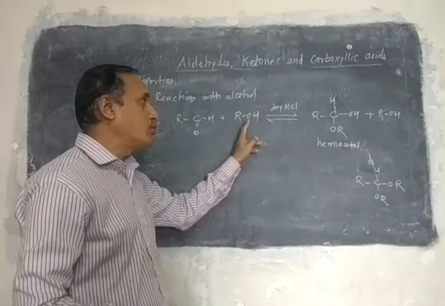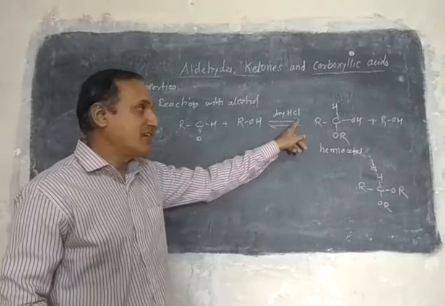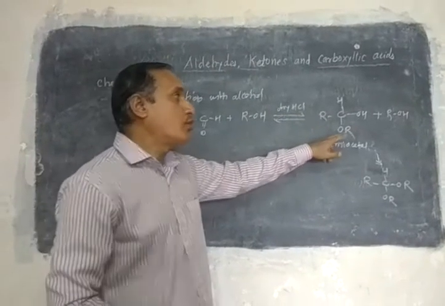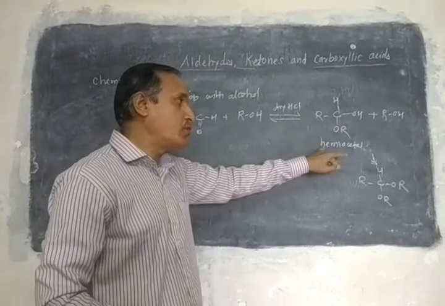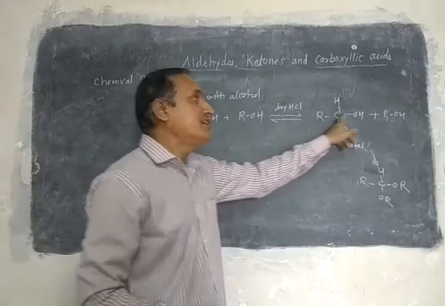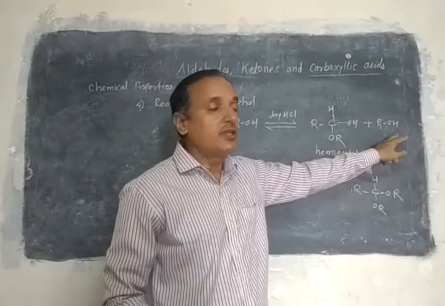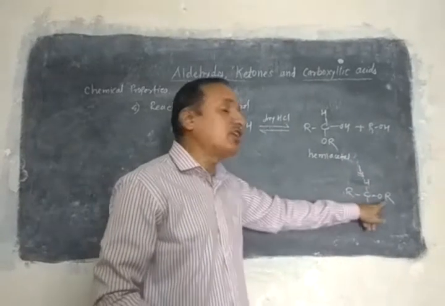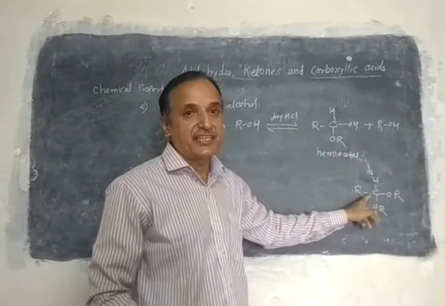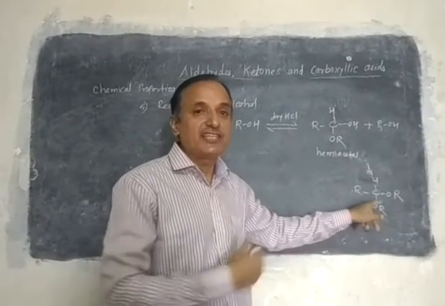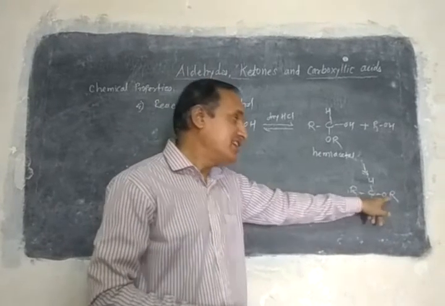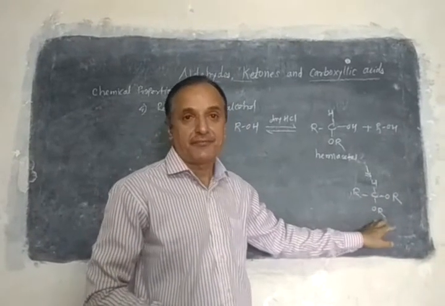Aldehydes react with alcohol in the presence of dry HCl and form an alkoxy alcohol, which is called a hemiacetal. And if it further reacts with a second molecule of alcohol, it forms the dialkoxyalkane, which is called an acetal.